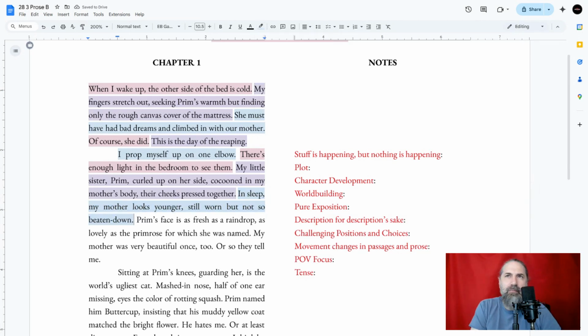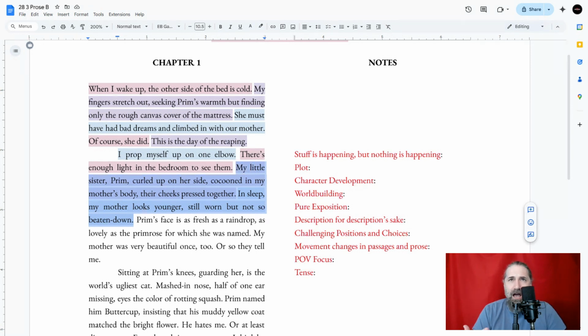This is commentary and processing of the character. So this is character development. Okay. In sleep, my mother looks younger, still worn, but not so beaten down. Okay. This is all processing, all of this. These three sentences. This is processing.